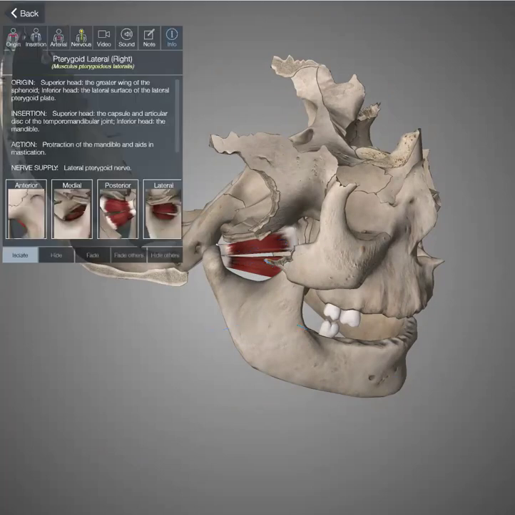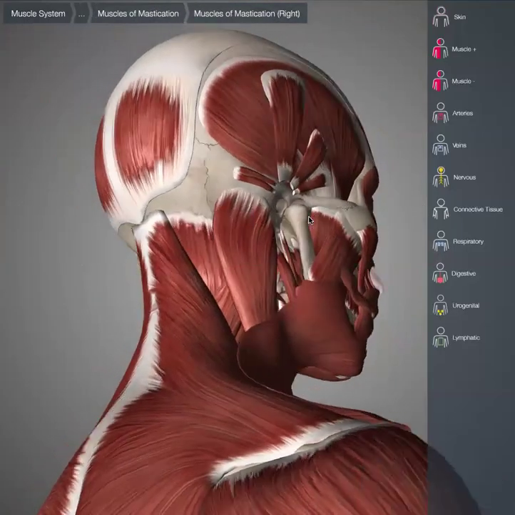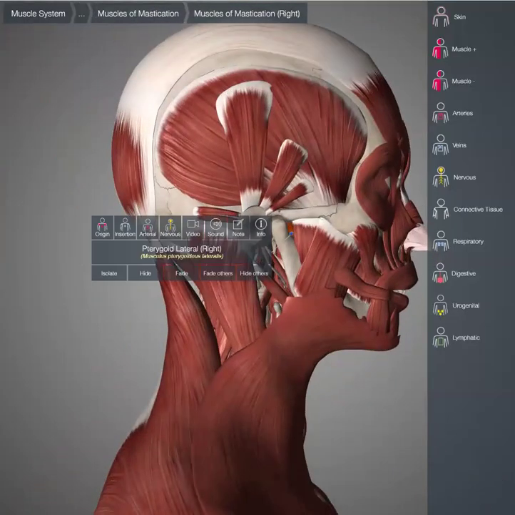Now nerve supply, the lateral pterygoid nerve. Again, I'm telling you, the lateral pterygoid is part of the muscles in this region. So the lateral pterygoid nerve comes from the anterior division of the mandibular division of the trigeminal nerve. Exactly. That's it. This point is done.